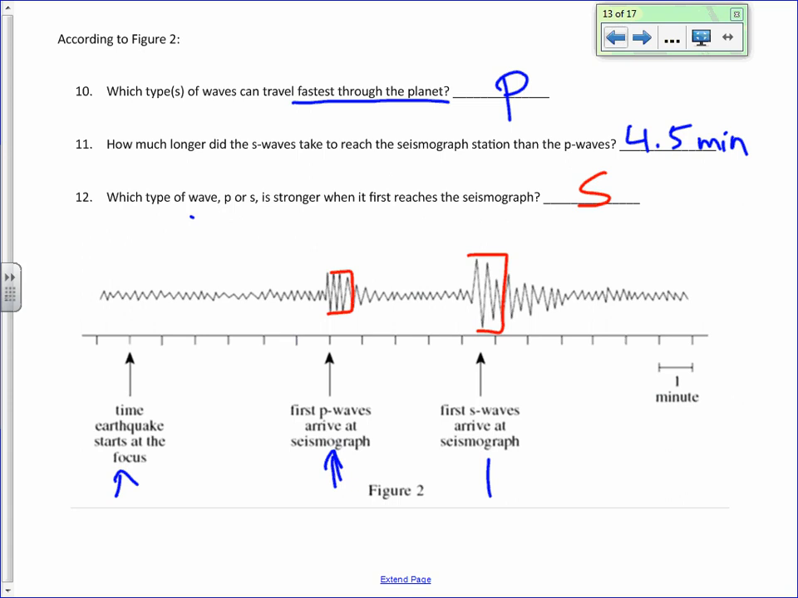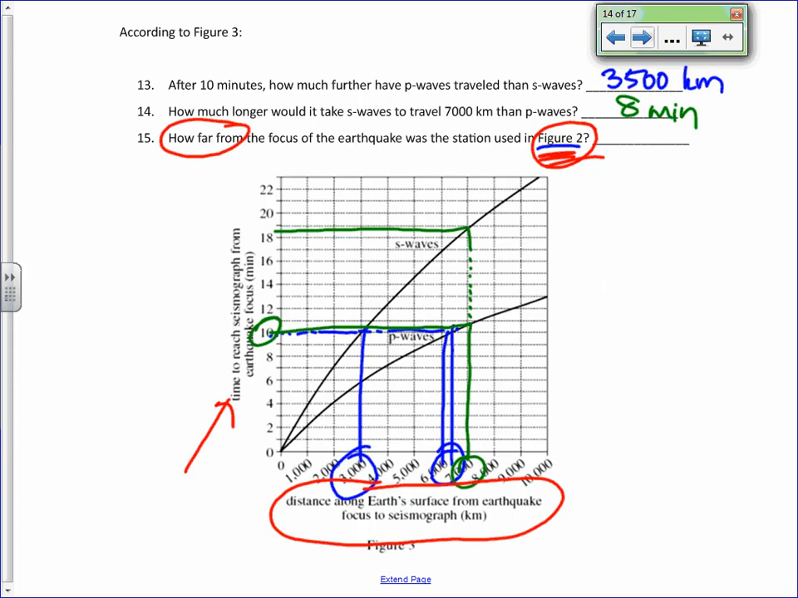All right, the seismograph is sitting at a station, so all you have to do is figure out how many minutes it takes for the P waves to get there. Starts here and it goes 1, 2, 3, 4, 5, 6 minutes for P waves to hit the seismograph. You go back to the graph, find 6 minutes, trace it over to P waves. That means it took about 3,000 kilometers worth of distance.